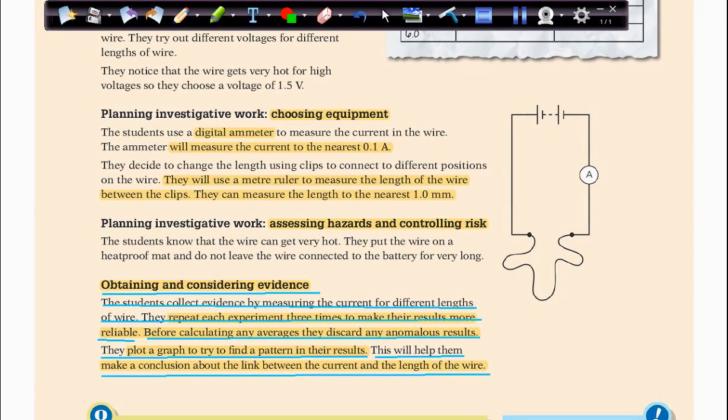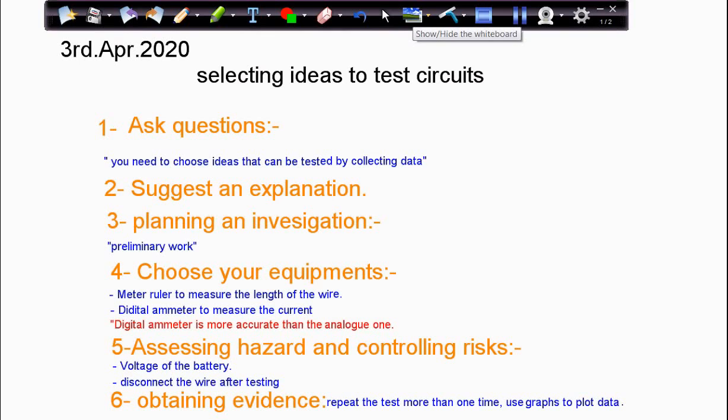So this was all about our lesson today, about how we can select ideas. Let's go back to the summary of the lesson. First, as we said, we need to ask questions and suggest an explanation, then planning an investigation, which is preliminary work, choosing your equipment, assessing hazards and controlling risk, and obtaining evidence. So this was all about this lesson. I hope you understood it.